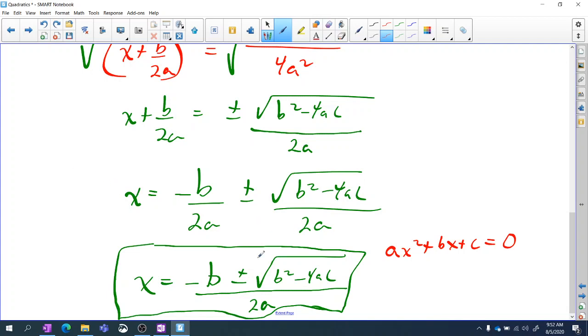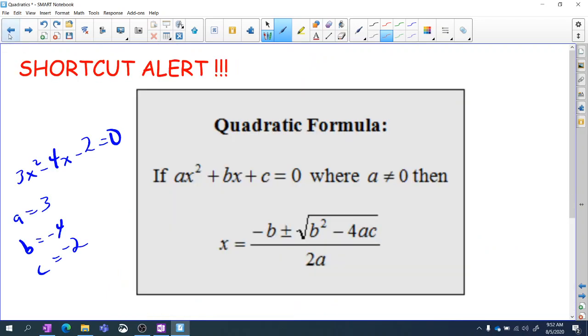Now, once students learn this formula, I would really discourage you from solving quadratic equations by completing the square, just because this formula is so much more efficient and less likely for you to make a mistake. And it's not because I don't think you should be able to or can manage it, but it's that whole work smart, not hard.